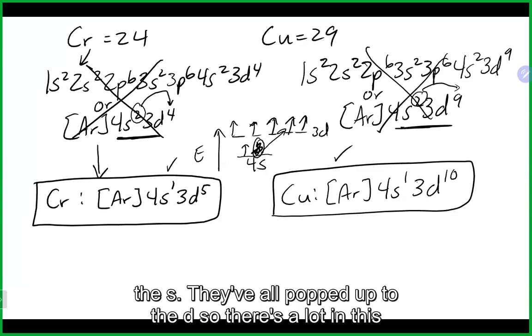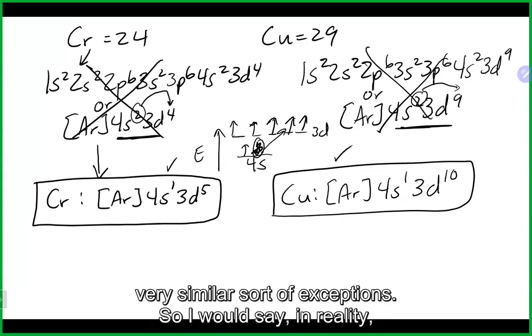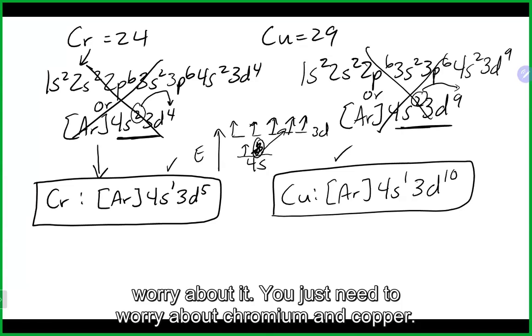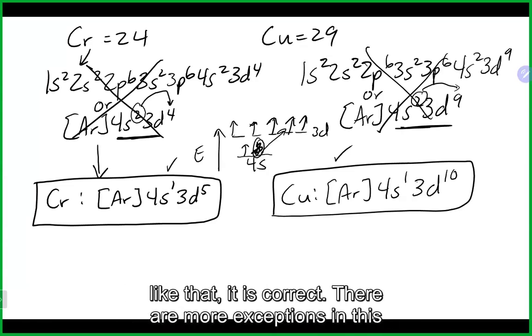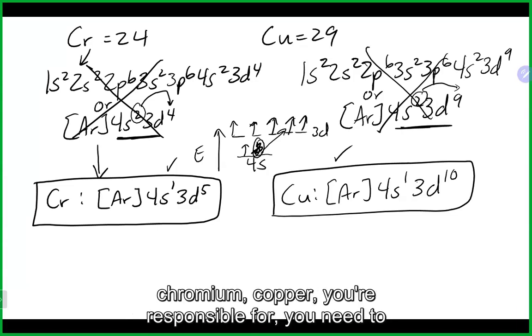So there's a lot in this area, below those two on the periodic table, that have very similar exceptions. In reality, there are a lot more exceptions, but for us, you don't have to worry about it. You just need to worry about chromium and copper. But if you do come across some, maybe in a book, it is correct. There are more exceptions in this area, but we're just not going to worry about them. So for us, chromium and copper, you're responsible for.